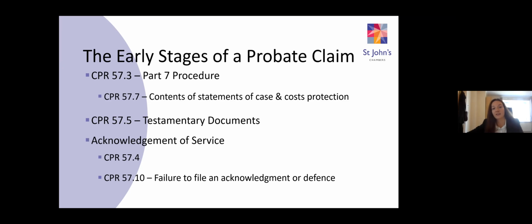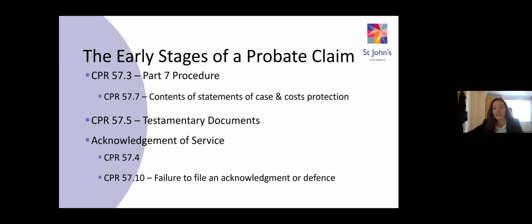Further, the position in respect of the filing of an acknowledgement of service by a defendant is also unusual. Firstly, under CPR 57.4(1), the filing of an acknowledgement of service is compulsory, so it's not open to a defendant just to file a defence alone. Secondly, the time available to serve an acknowledgement of service is 28 days rather than 14, but the time for serving a defence remains 28 days after service of the particulars of claim, so that's perhaps not particularly material.